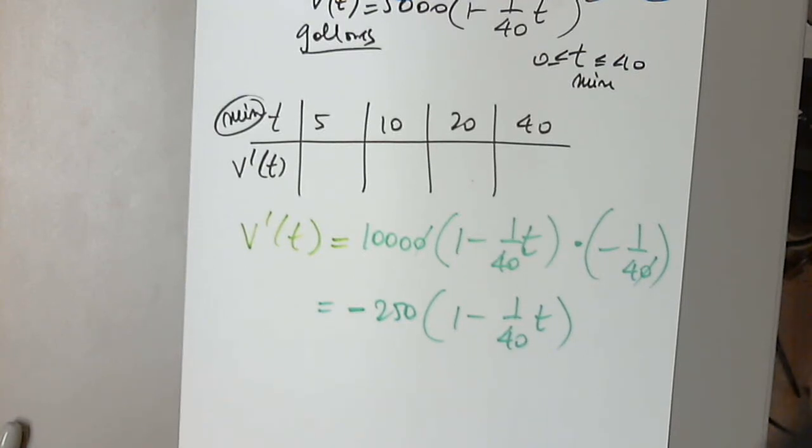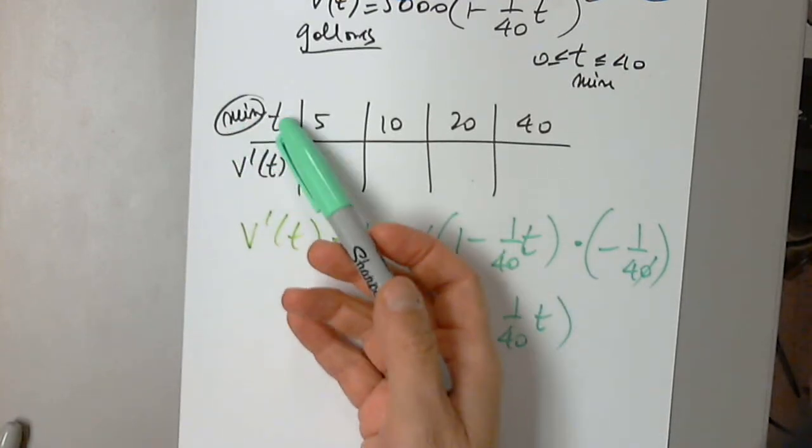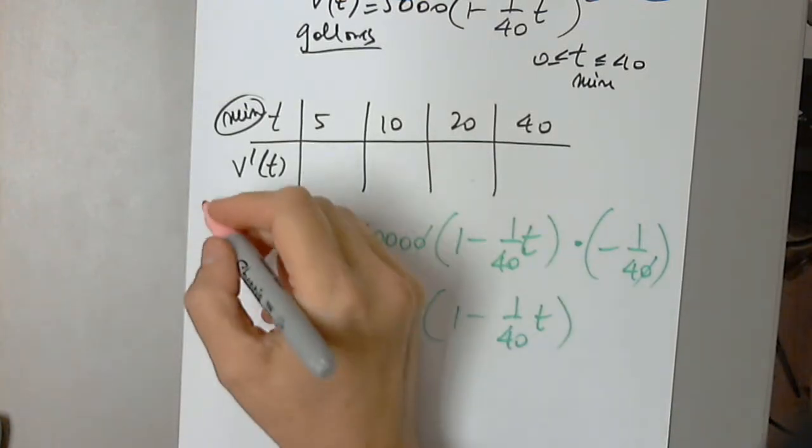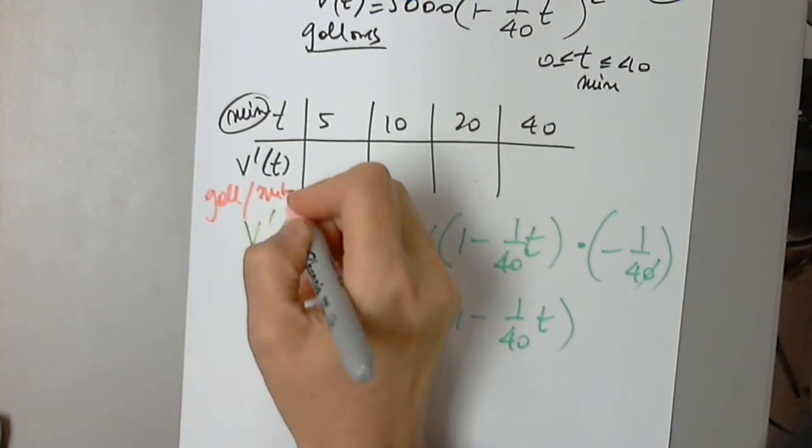What is the measurement unit? I put t, minutes for t, but what is the measurement unit for v prime? Remember, it's a rate of change. It has two measurement units, one coming from the top and one coming from the denominator. Gallons per minute, right? Very good.